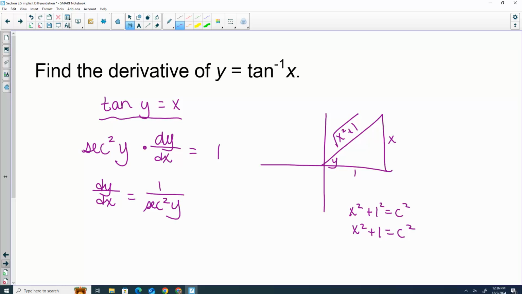Where did we get our x from? We drew it on the triangle. From my definition of tangent, SOHCAHTOA, tangent of angle y is x over 1. So opposite over adjacent. Okay, thank you. You're welcome. Other questions?